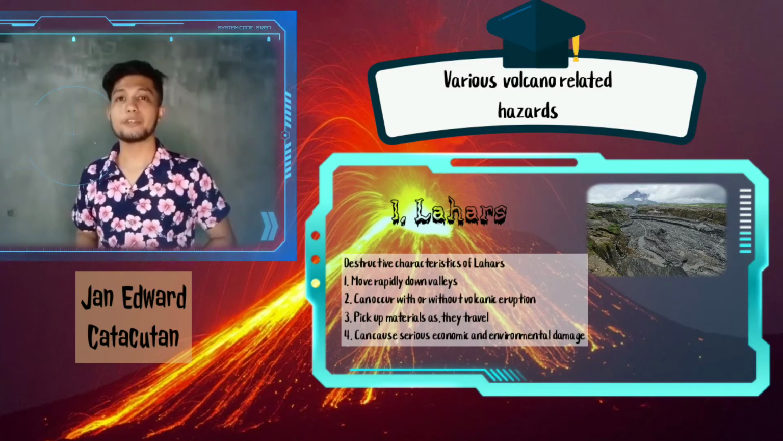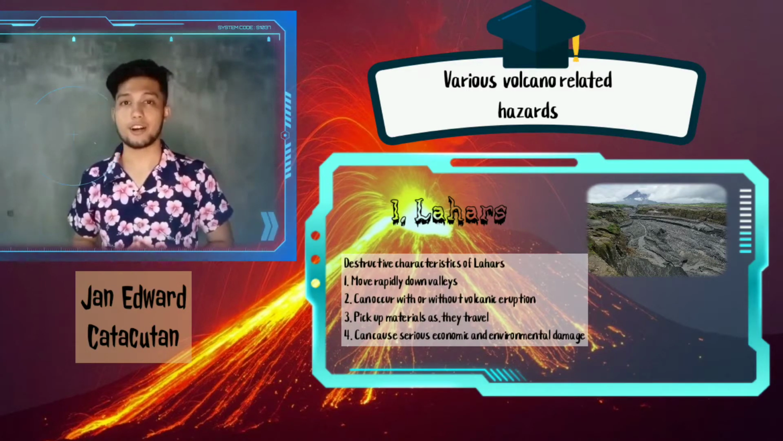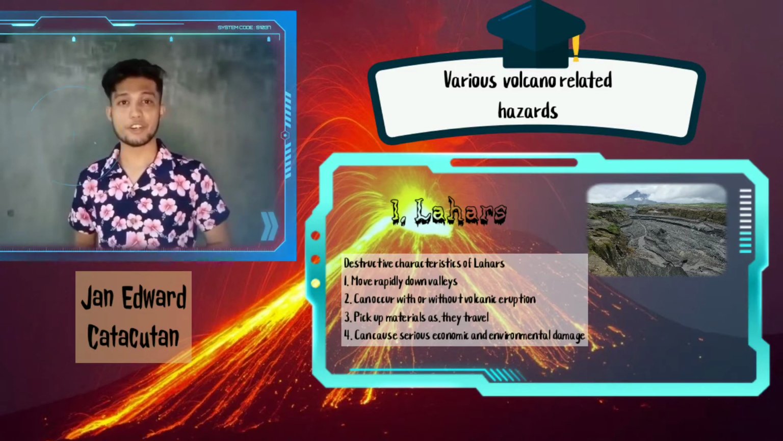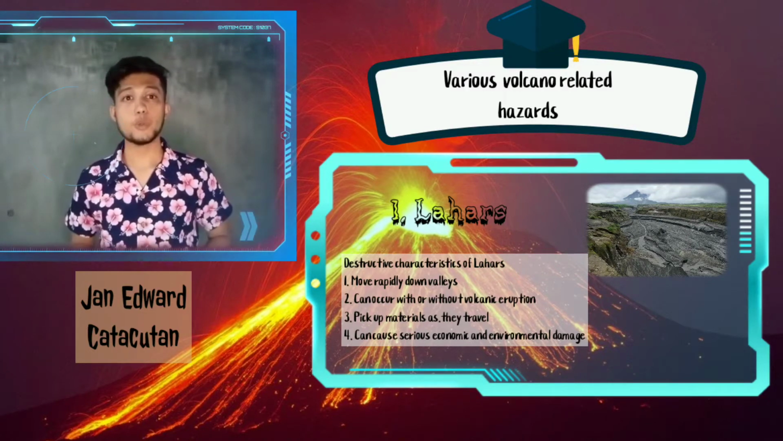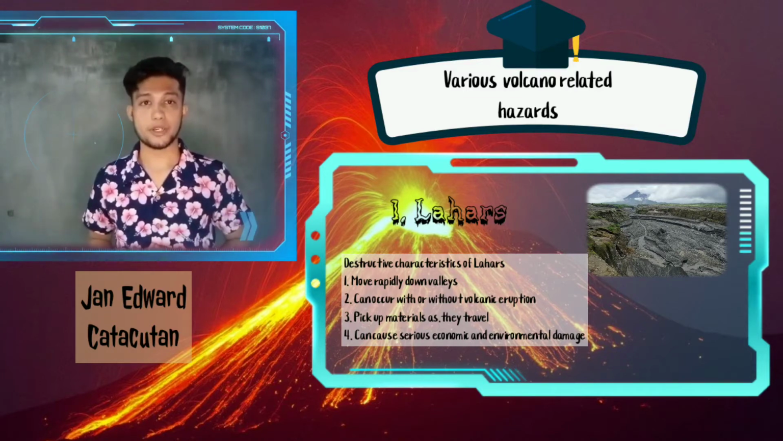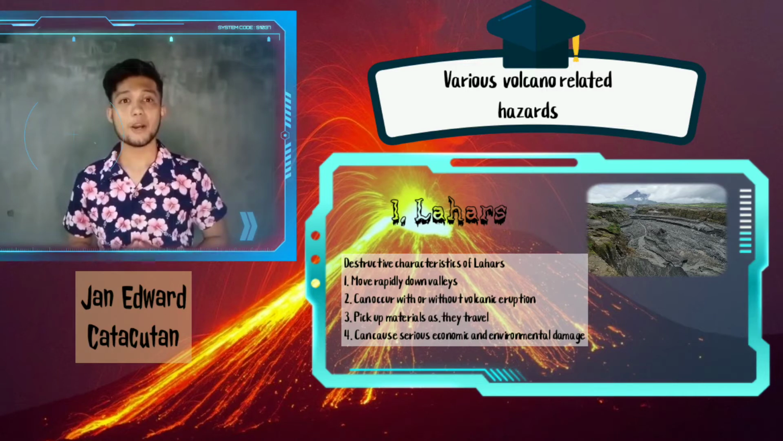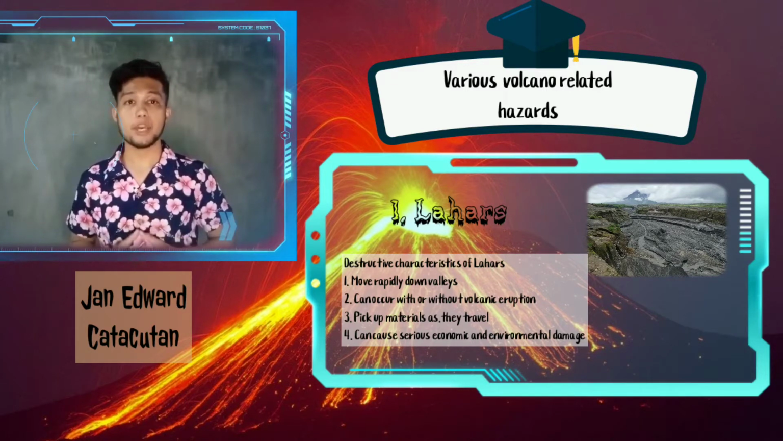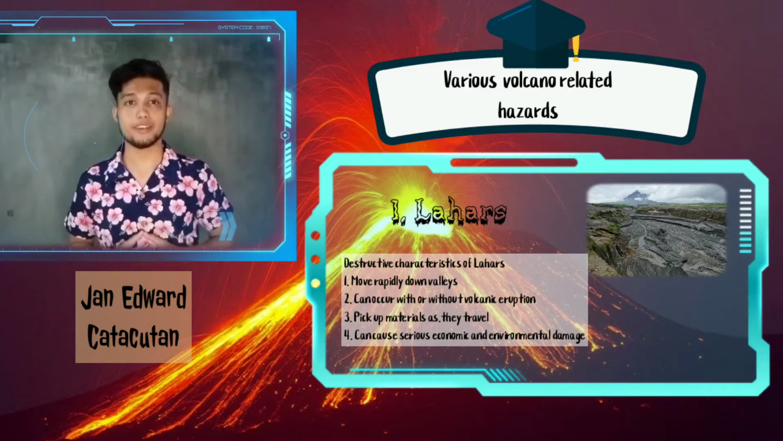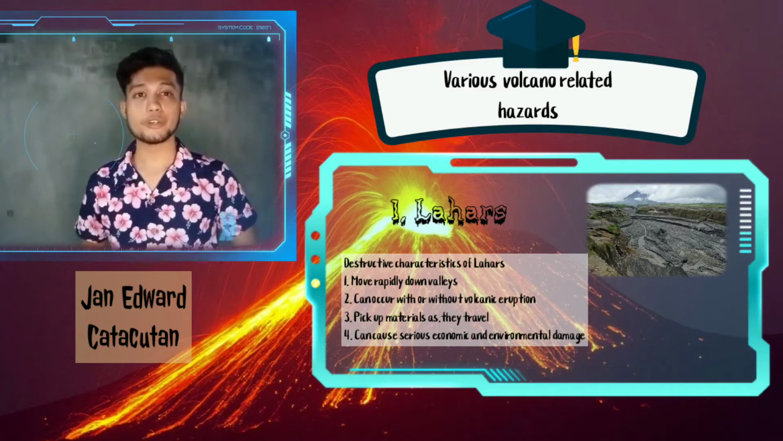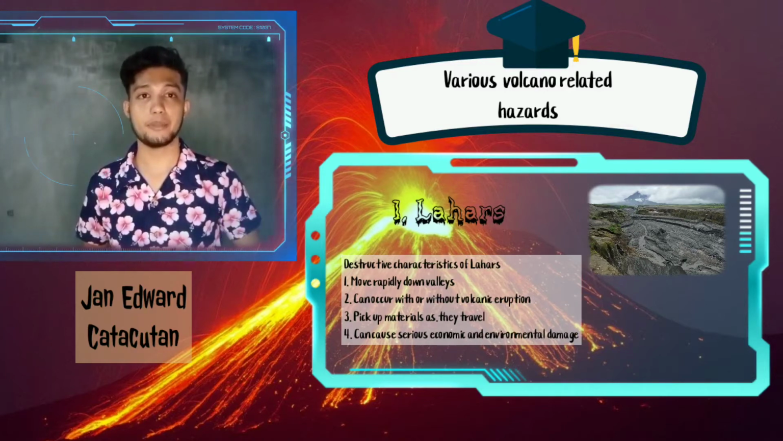Let's go now to the destructive characteristics of lahar. Number 1, lahar moves down the valley like a river of concrete. Number 2, lahar can occur with or without a volcanic eruption. Number 3, lahar picks up materials as it travels, which can cause damage to structures in its way. Number 4, lahar and excess sediment can cause serious economic and environmental damage to river valleys and floodplains.